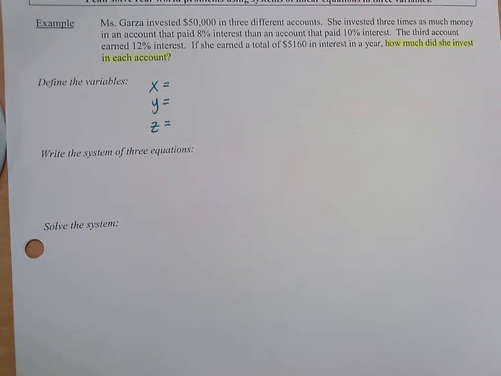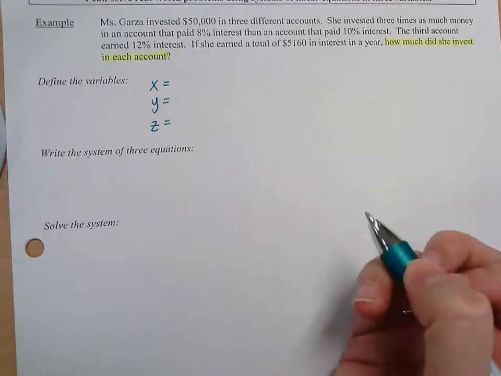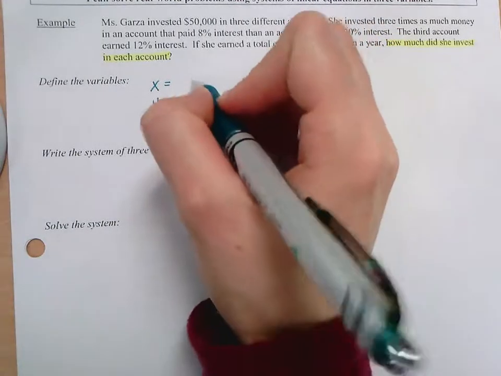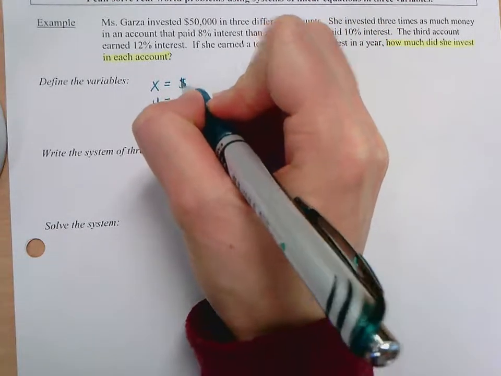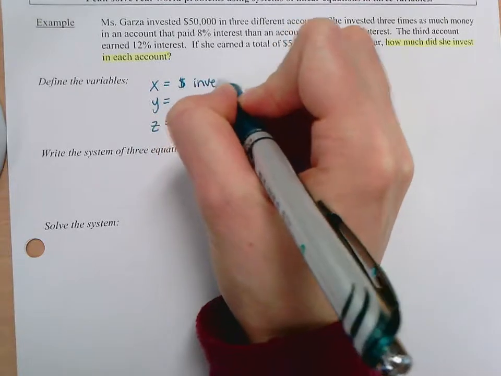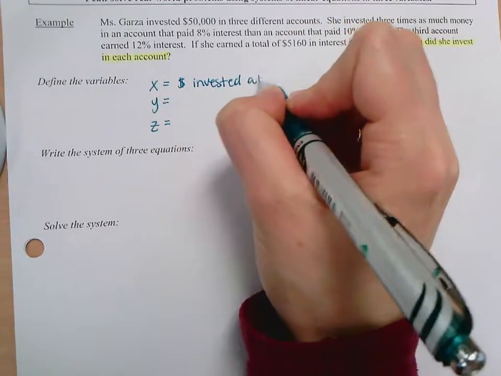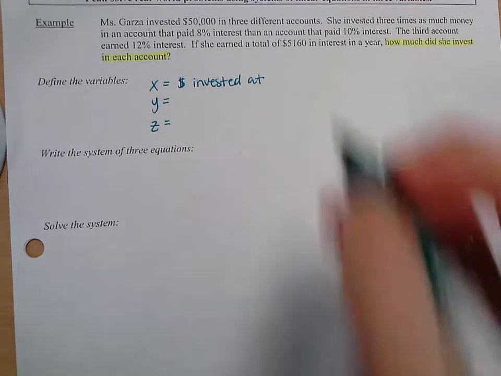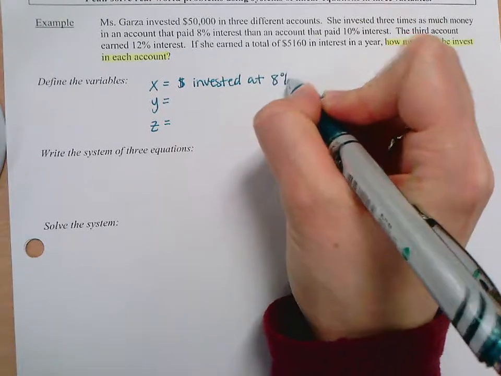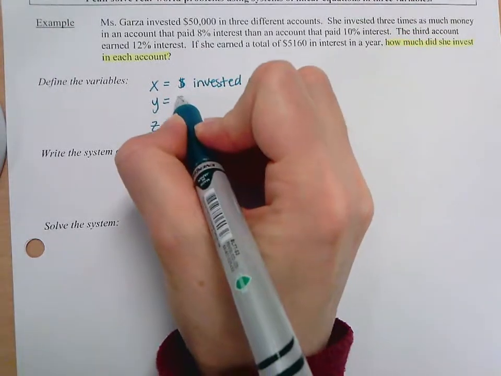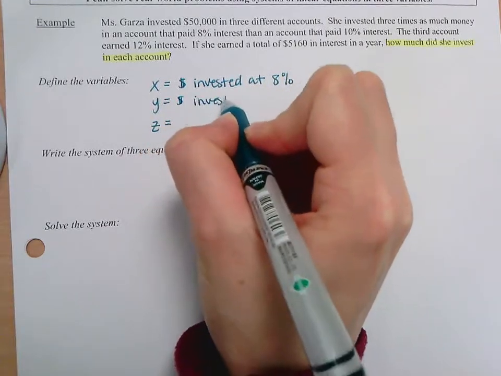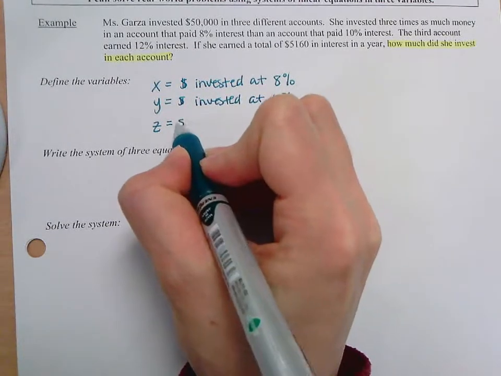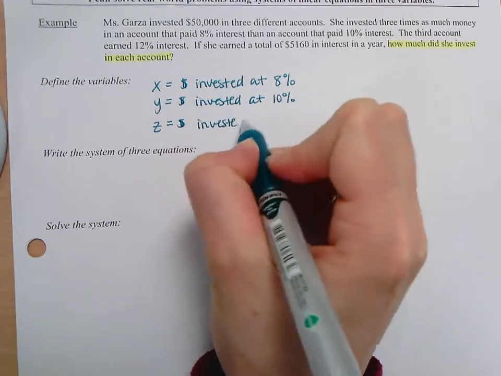So I am going to label this, it's the amount she invested. So I'm going to put for X amount invested at, and the 3 different percents are 8%, 10%, and 12%. So I'll do X as the 8%. And then Y would be the amount invested at 10%, and Z the amount invested at 12%.